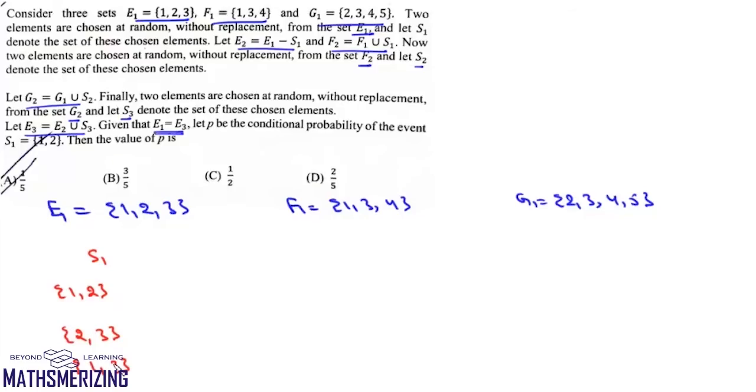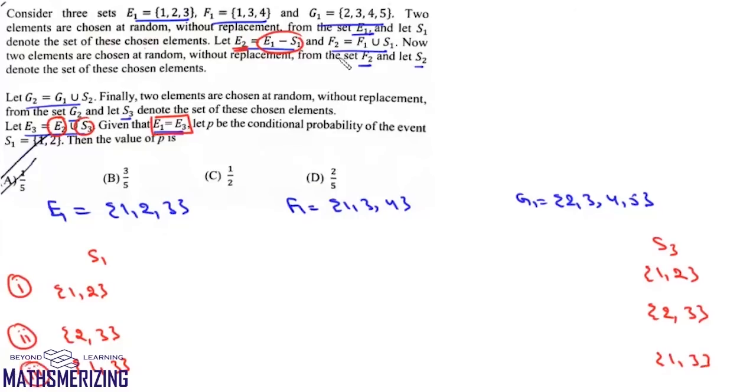Now it is given that E1 is equal to E3, and E3 is E2 union S3, and E2 is E1 minus S1. So E2 is the remaining element from E1, and if E3 is equal to E1, it simply means that this S3 must be equal to S1. So this S3, in the first case, should be {1, 2}. In the second case, it should be {2, 3}, and in the third case it should be {1, 3}. So we have three cases, case 1, case 2 and case 3.